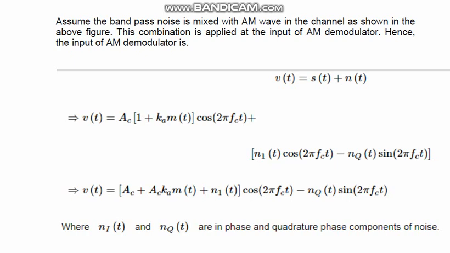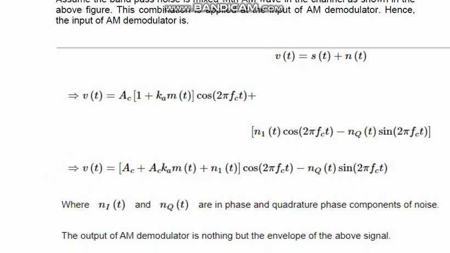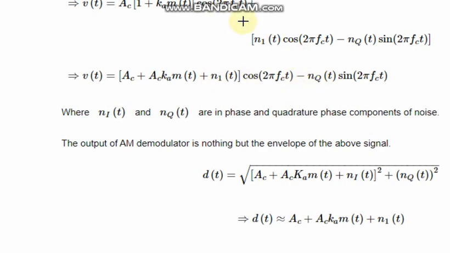Now here you have to calculate this v(t) for the signal power. Let me show you. If you open this term and solve it, cos 2 pi fc t will have this common term Ac plus Ac ka m(t) plus nI(t), and the other term will be nQ(t) sin 2 pi fc t. Just solve this and open the bracket.